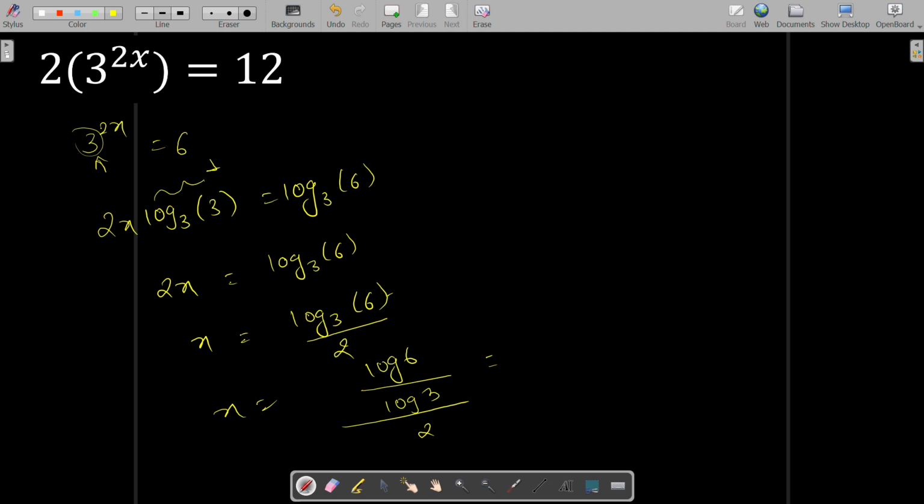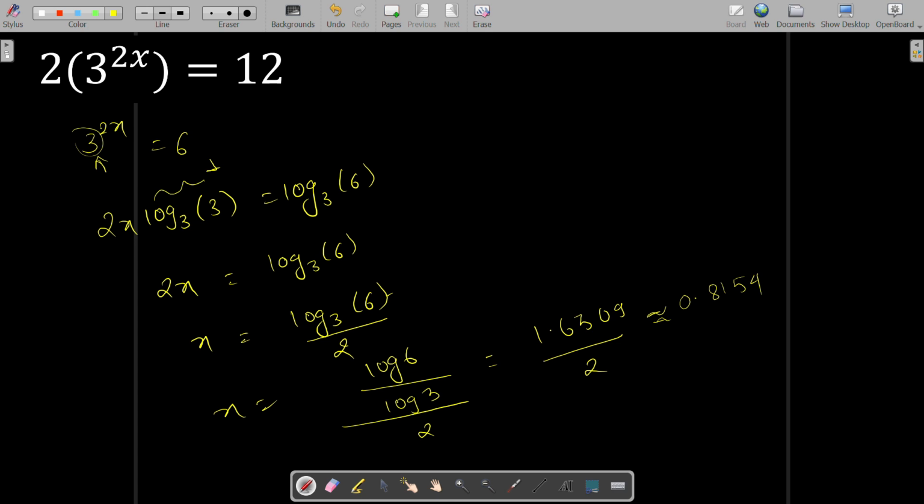Okay, log of 6 divided by log of 3, right? That equals 1.6309, and so on. I'm eliminating the remaining decimals. Divided by 2. When you divide it by 2, the value that you will be getting is nearly equivalent to 0.815. Okay, so this is the answer. This is the value of x.